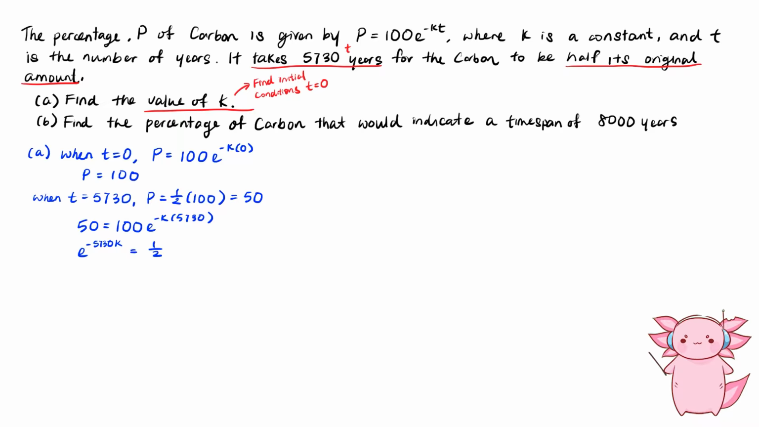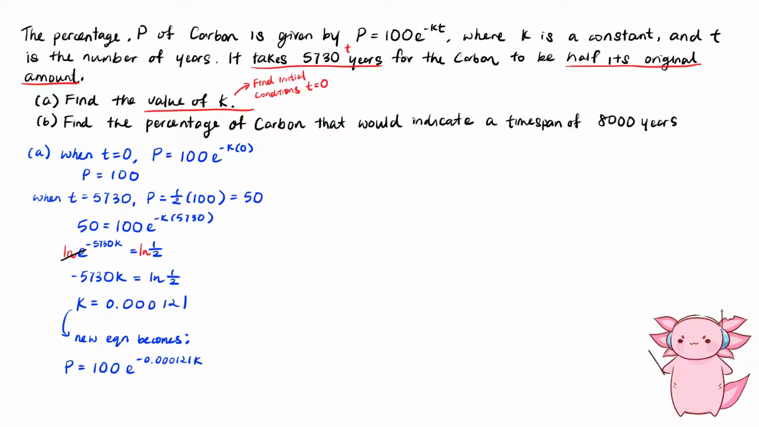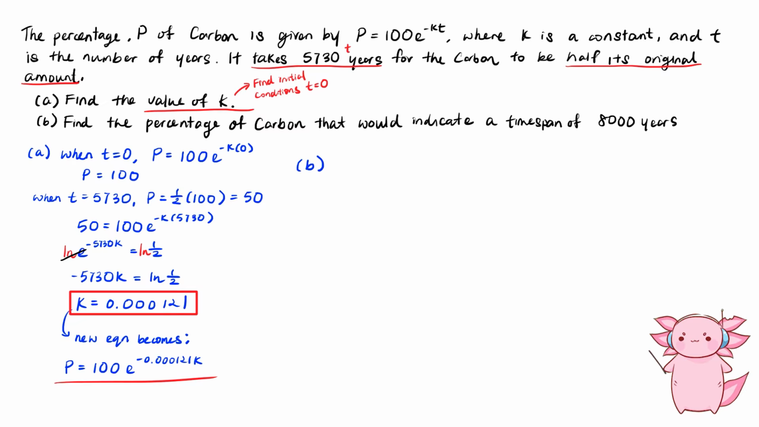Now dividing both sides by 50 and taking ln on both sides to kinda get rid of the e, we can get the final value of k to be 0.000121. Now that we found the value of k, we can put it inside our general equation over here, and the next part becomes really simple.